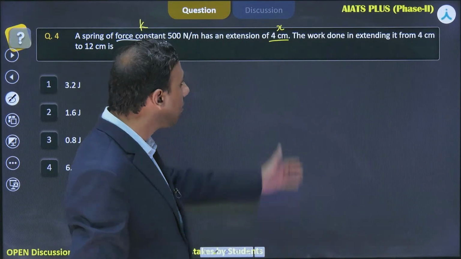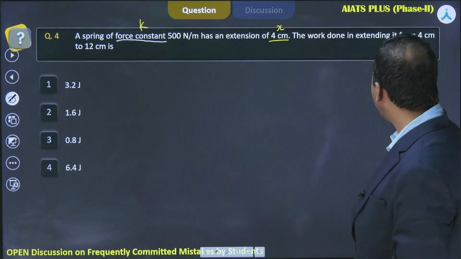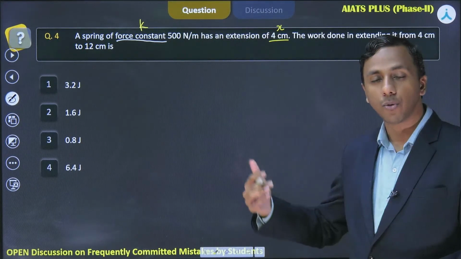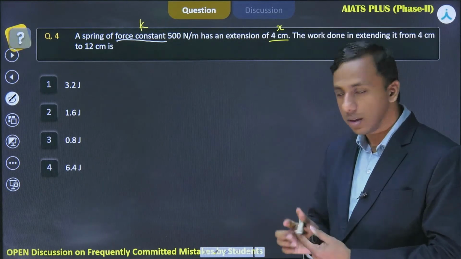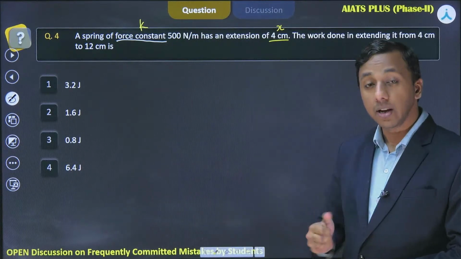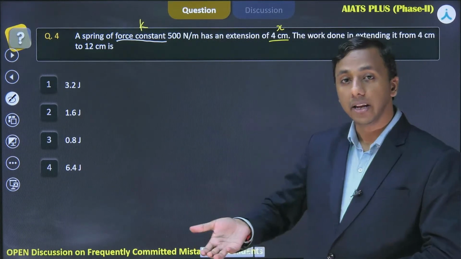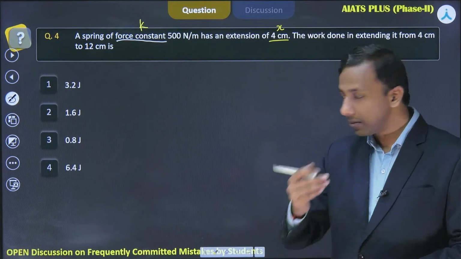Now what are they asking? Find the work done in extending it from 4 centimeter to 12 centimeter. If I have pulled this spring, I've already pulled it by 4 centimeter, and now I'm extending it even more. That means the extension increases from 4 to 12. Let's see it in a diagram.